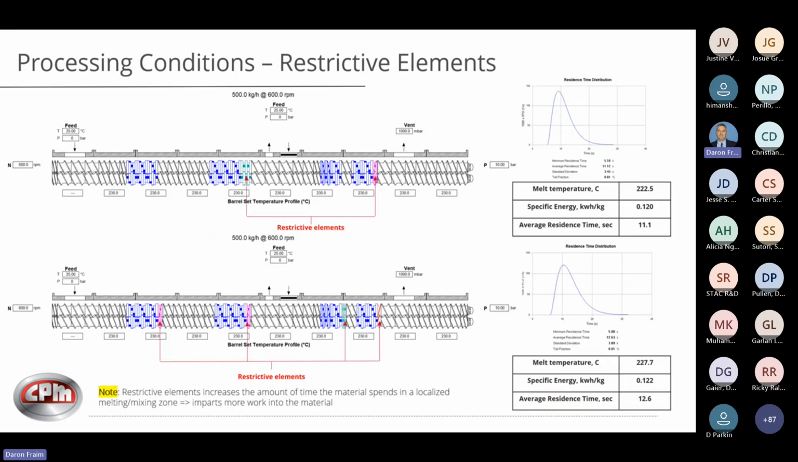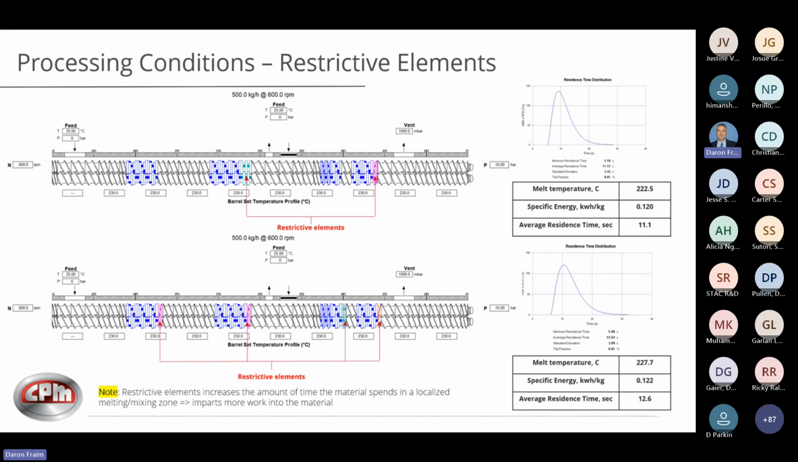Now we look at restrictive elements. And again, as I mentioned, neutral, 90-degree, and your reverse kneading. Here you can see I'm running the same processing conditions. The only difference is on the bottom example I've got more restrictive elements in here. So the top example, I've got a neutral 90 at the end of the second mixing section, and then I've got a reverse kneading at the last mixing section.